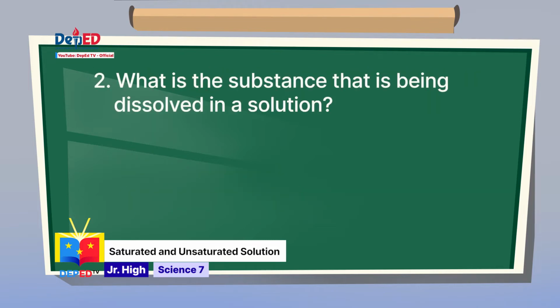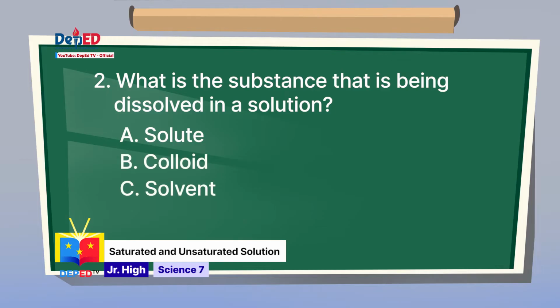Number 2. What is the substance that is being dissolved in a solution? A. Solute. B. Colloid. C. Solvent. D. Suspension. The substance that is being dissolved in a solution is called solute. If your answer is letter A, good job! You are correct!